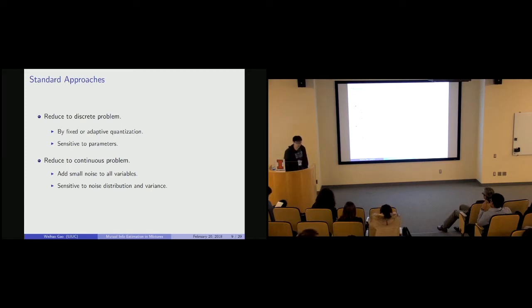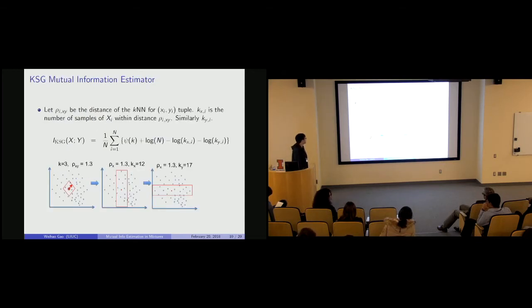The other method is you can reduce it to purely continuous. But how to do that? So maybe one naive way is you add a very small noise, a small perturbation, to every single sample. But that's very sensitive to the noise. So as far as we know, there's no consistent estimator for mutual information in the mixed case.